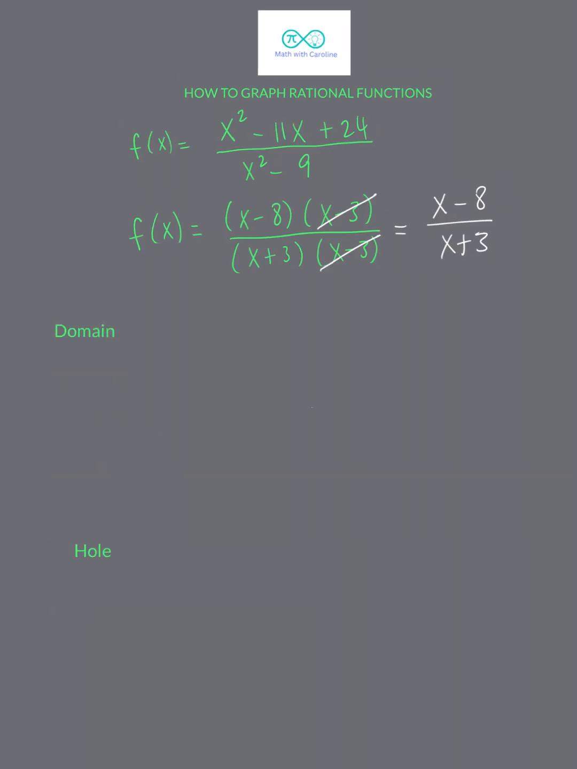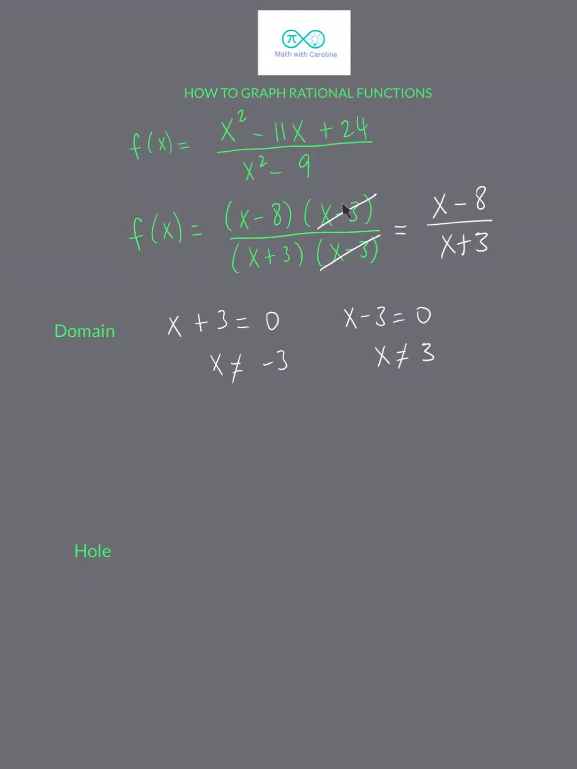Your domain is going to be anything that would make your denominator 0. So what you can always do is set each factor equal to 0, this x plus 3 equal to 0, and this x minus 3 equal to 0. Since these are in the denominator, they would affect your domain. So when you subtract 3 on both sides and then add 3 on both sides, your domain is that x cannot equal negative 3 and x cannot equal 3.